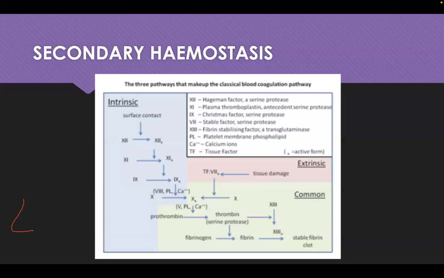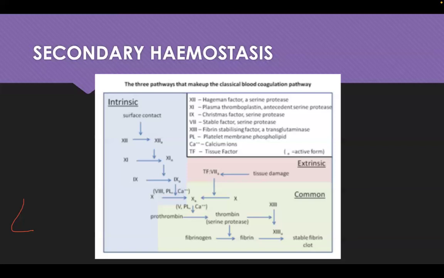As we can see in this diagram, we have the intrinsic pathway and the extrinsic pathway, and they both converge onto the common pathway. The extrinsic pathway is triggered by tissue damage. With tissue damage, things are released, such as tissue factor and factor 7, which starts that cascade. So that's the extrinsic pathway. And the intrinsic pathway is triggered by contact with abnormal surfaces.